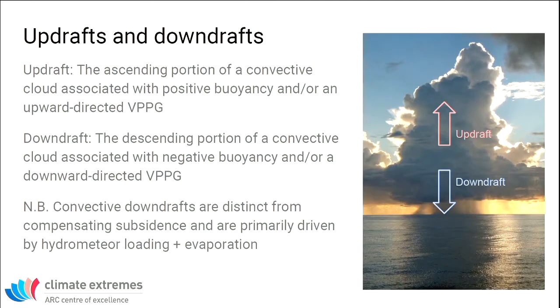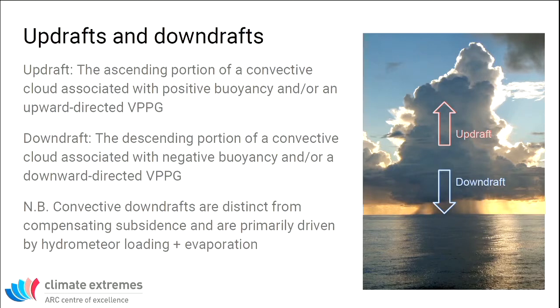A few other important definitions. I've already mentioned some of these terms: updrafts and downdrafts. There's an important distinction to make here. Your updraft is the central buoyant rising part of a convective storm, or convective cloud, I should say more generally. It's generally associated with positive buoyancy, but there may be a component due to the perturbation pressure field I mentioned before. The downdraft is, as we'd expect, the downward part of the storm, but this is associated with things like evaporation of rain and the hydrometeor loading I mentioned before.